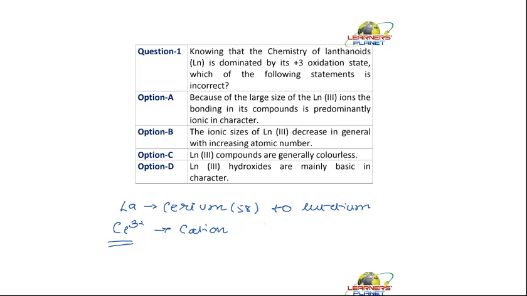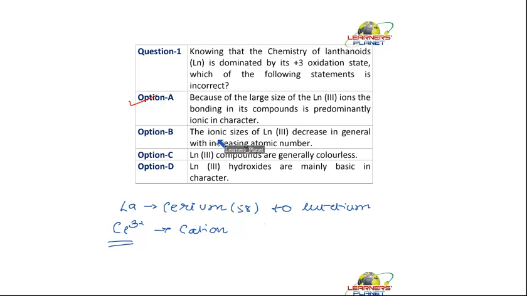Now, do you remember Fajan's rule? What does it state? It suggests that larger is the size of the cation, less is its polarizing power. What is polarizing power? It is the force of attraction of the nucleus for the electrons of the anion. So, if large is the size of the cation, less will be the attraction of its nucleus towards the electrons of the anion, and the bond will be predominantly ionic in nature. So, our first option is correct.